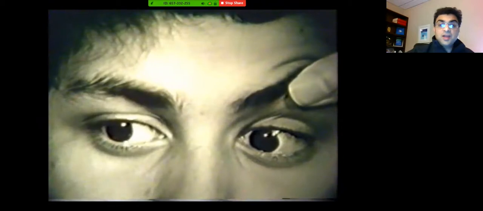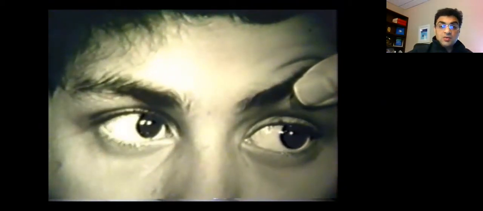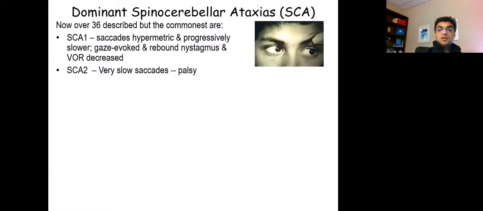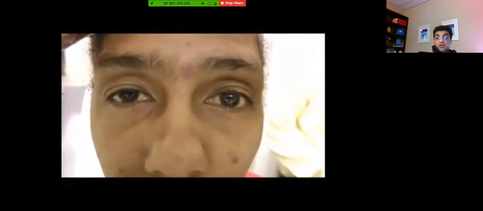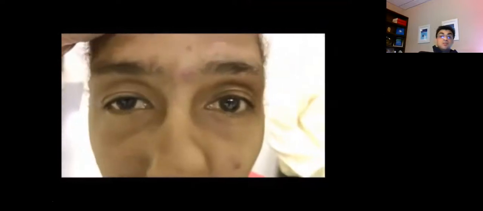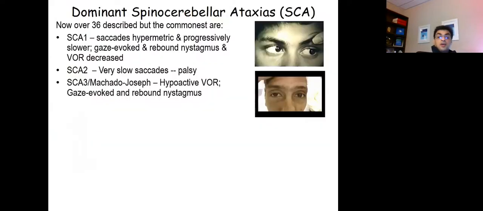Machado-Joseph disease, where you can see hypoactive VOR and gaze-evoked nystagmus. So this is a patient who has hypoactive VOR, who has SCA3. In SCA3, another important thing you want to make sure of is they also have some forms of dystonias. They can also have facial spasms, hemifacial spasm, blepharospasms. These are also quite common in these patients. And they also have ophthalmoplegia.